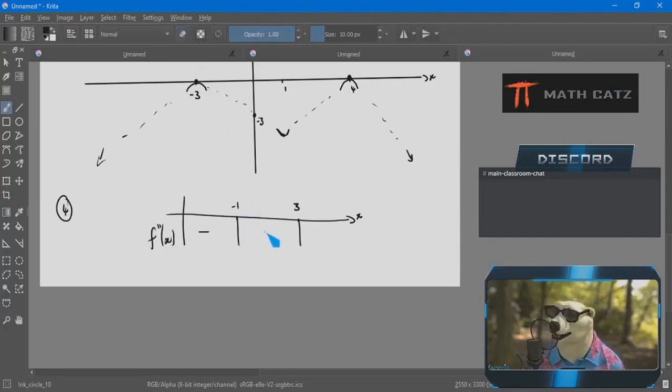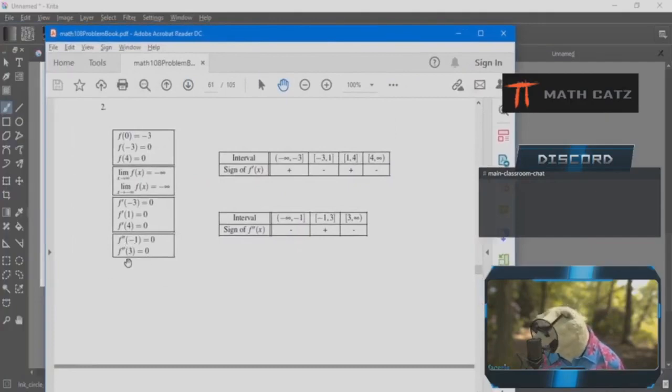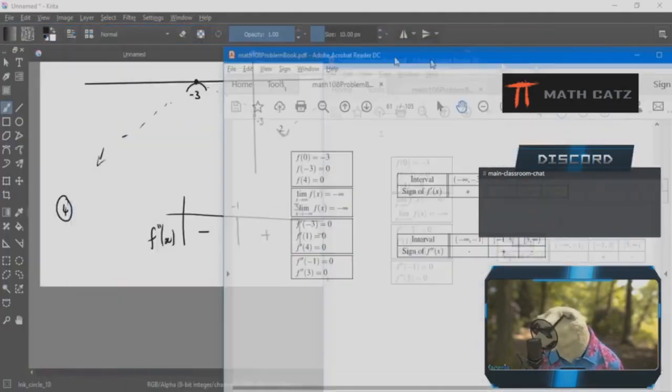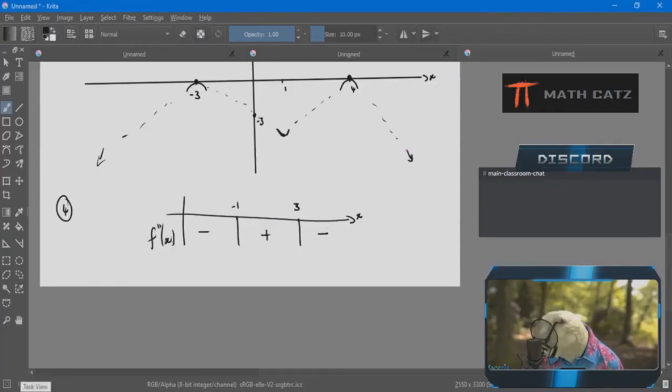Then I have a negative, a positive, a negative. And they tell me that the second derivative values at -1 and 3 are both 0, which for a polynomial they would be. If the first derivative is 0 in a polynomial, the second derivative is going to be as well. And I'm thinking polynomial, definitely. So I'm concave down, concave up, concave down. Does that fit? Oh, so at -1, something interesting is happening. An inflection point is happening.